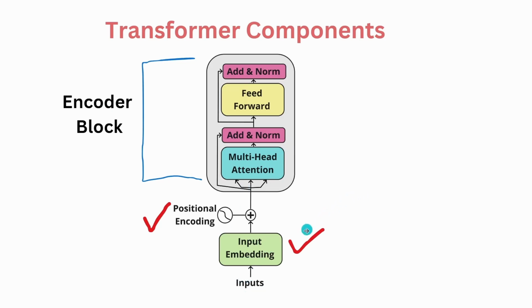So we have seen how the input embedding model works. It will process that text and convert that text into vectors with the help of an embedding model. Next we have positional encoding, which we have seen: after converting the text we are encoding the position of that word with respect to other words in a sentence. Next we will see the encoder block. In that we have multi-head attention and a feed forward neural network.